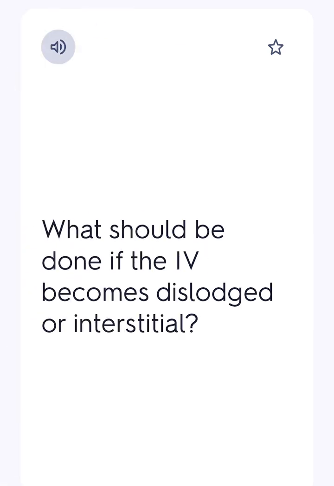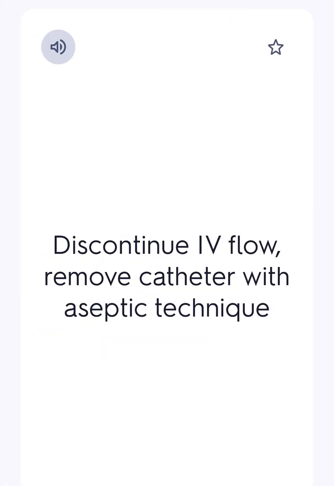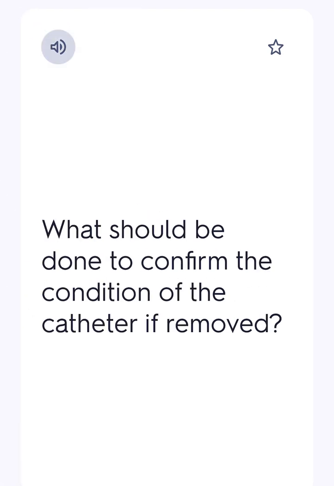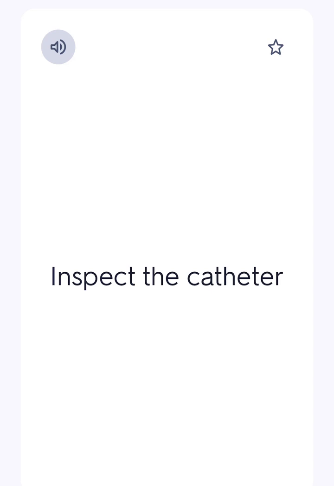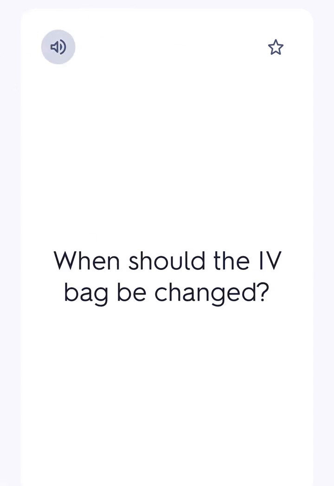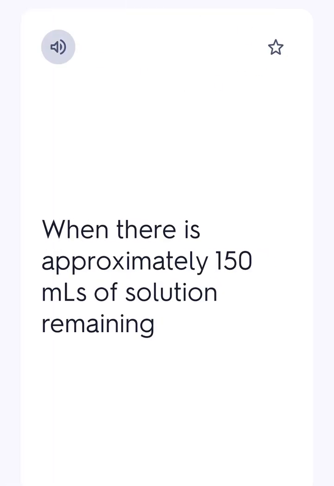What should be done if the IV becomes dislodged or interstitial? Discontinue IV flow, remove catheter with aseptic technique. What should be done to confirm the condition of the catheter if removed? Inspect the catheter. When should the IV bag be changed? When there is approximately 150 ml of solution remaining.